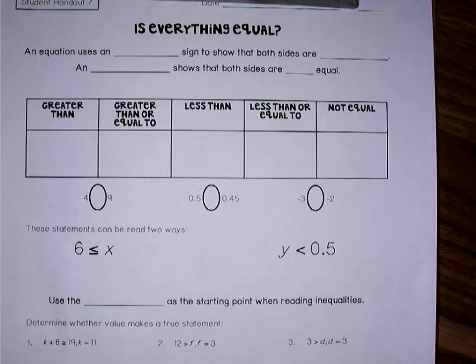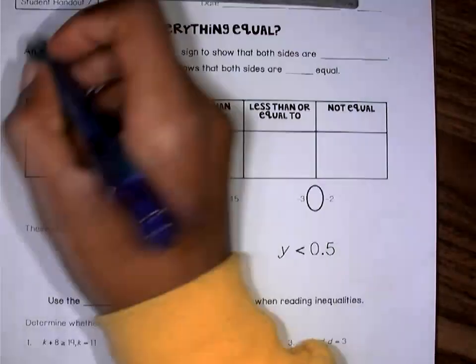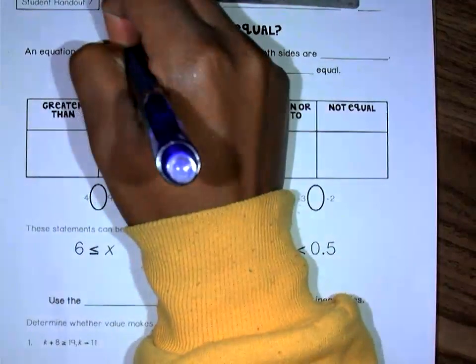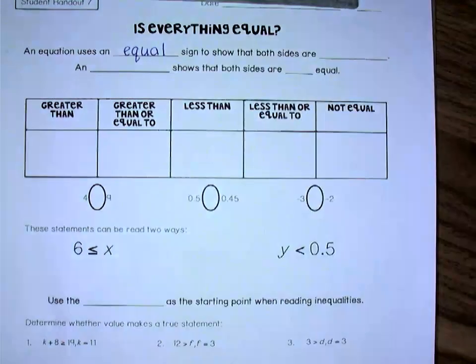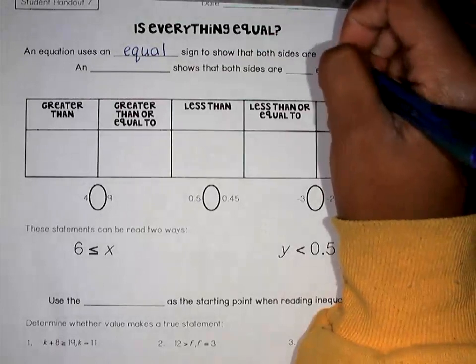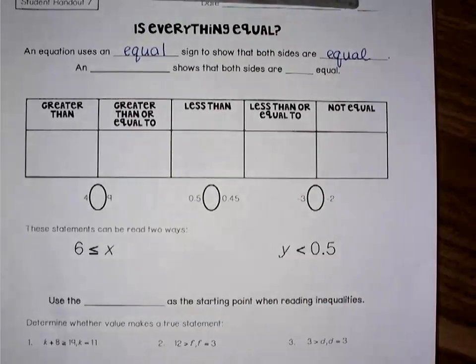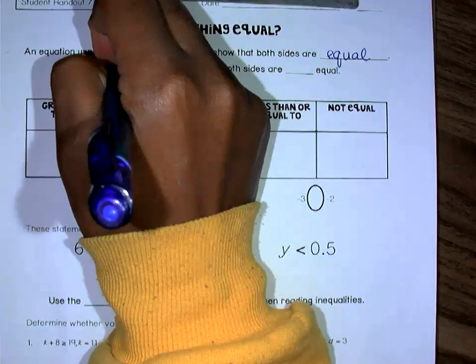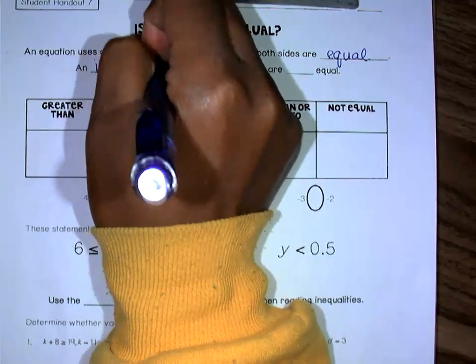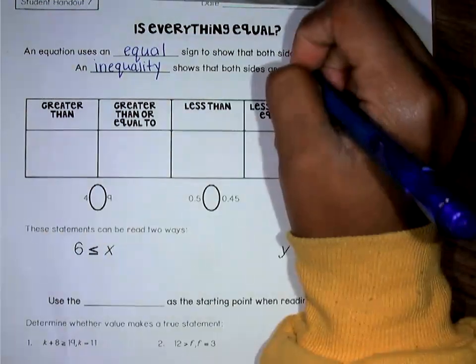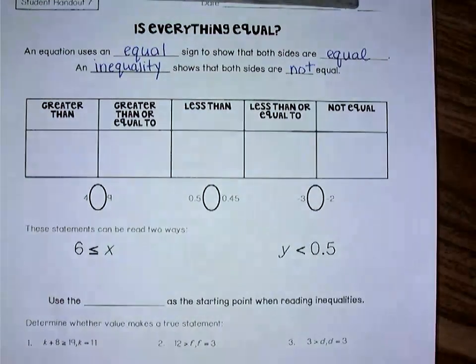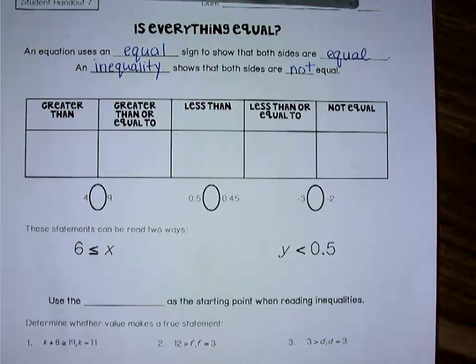So at the top part, we're going to start always out with our sentences, and it says an equation uses an equal sign to show that both sides are equal. We know that. And an inequality shows that both sides are not equal. So this is where you're going to learn the signs that show that they're not going to be equal. We know greater than, less than, and equal to, but what if they're not equal to? And what if they have other different rules, all right?